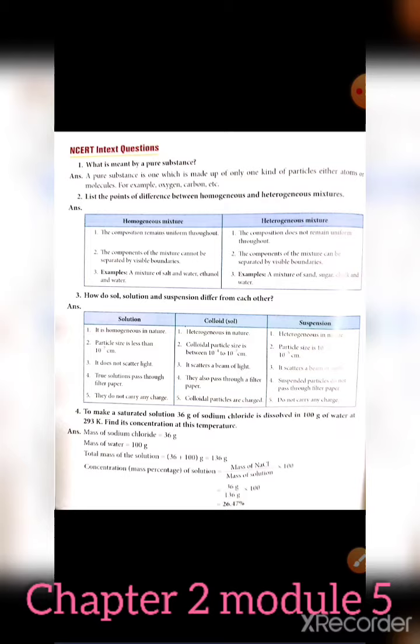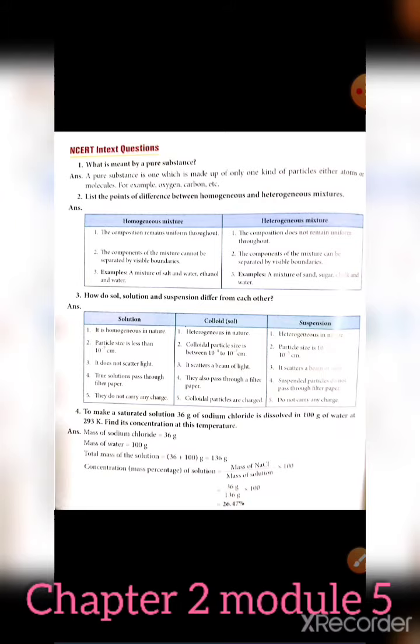Then second is, list the points of difference between homogeneous and heterogeneous mixtures. That we have done in the notes also. You can write from there or you can write from this table of answers. Then third one, how do solution and suspension differ from each other? So here sol means colloid. So solution, suspension and colloid, we have done the different points of difference in the notes also. 6 points we have done, and here also 5 points are written. So you can do it either from notes or from here.